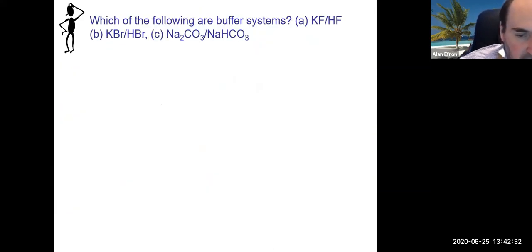So we were here. We want to think about these guys. We want to determine which one of these pairs would be a buffer or could be a buffer. So why don't you take a moment or two and think about which one of these you think could be a buffer, which one maybe cannot be a buffer, and then we'll talk about it.